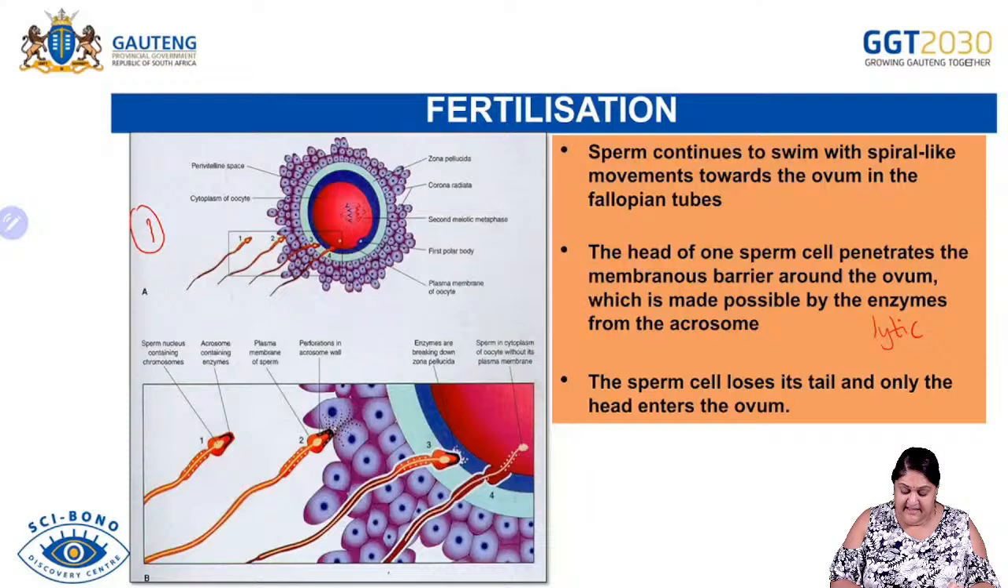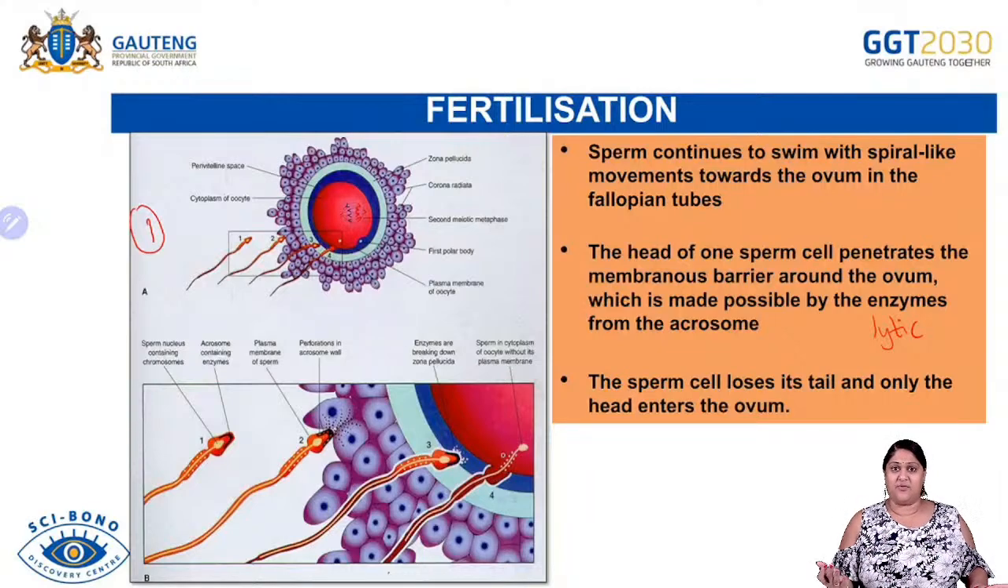And then it is going to enter. Only the head enters. We can see over here that only the head is going to enter. The mitochondria and the tail do not enter. So it's only the head that has the nucleus. That is the only part that is going to enter the ovum. The neck region with the mitochondria and the tail is not going to enter.